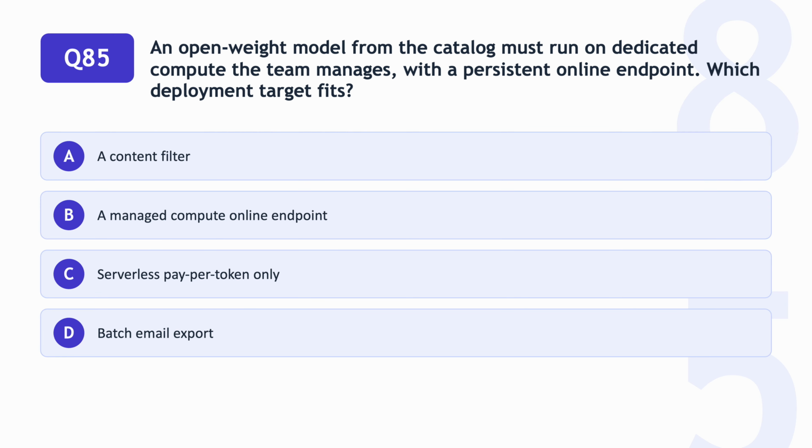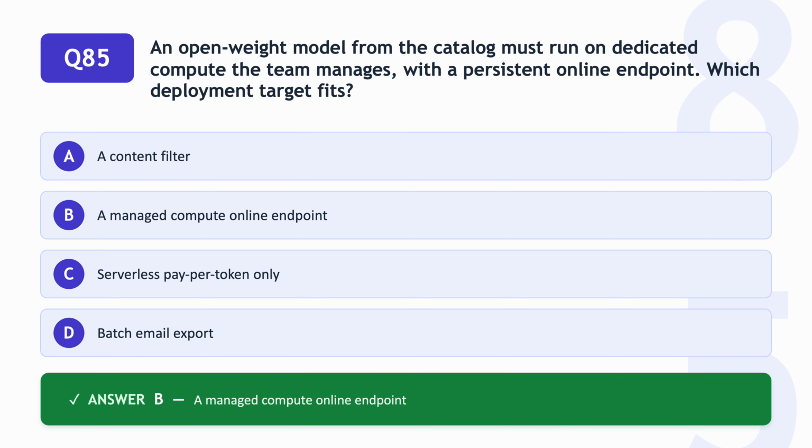Question 85. An open weight model from the catalog must run on dedicated compute the team manages with a persistent online endpoint. Which deployment target fits? A. A content filter. B. A managed compute online endpoint. C. Serverless pay per token only. D. Batch email export. Pause the video if you don't want the answer yet.